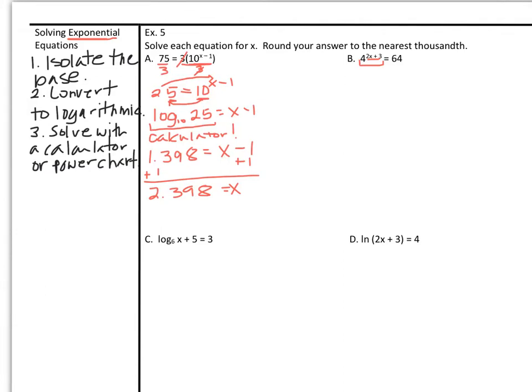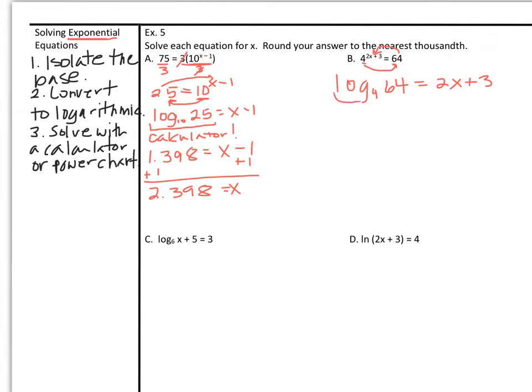Step 2, convert to logarithmic. Again, we just write the prefix log to get started. The base in this equation is the 4. This part right here. That means it's going to be base 4 for our logarithm as well. And then we loop. We're going to take the log of 64, and we set it equal to the entire exponent, 2x plus 3. And this is where things get a little trickier.